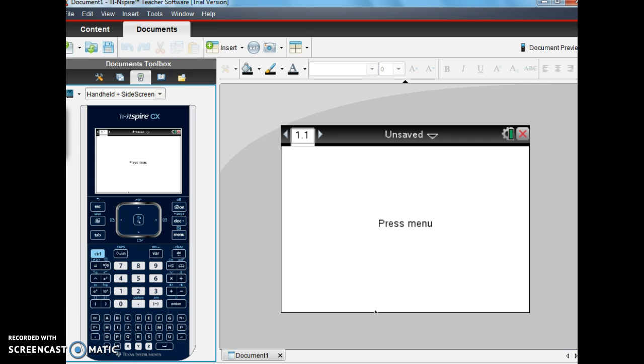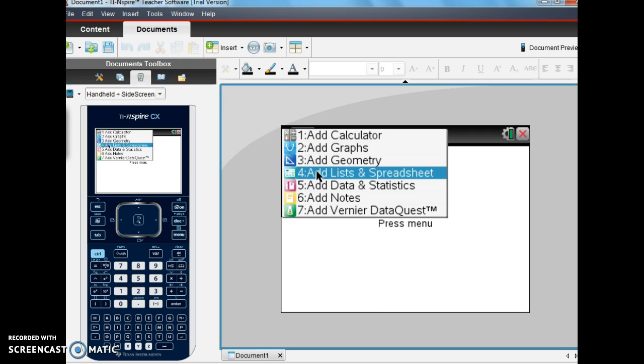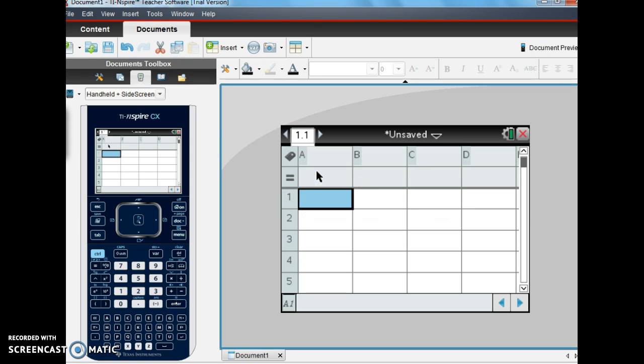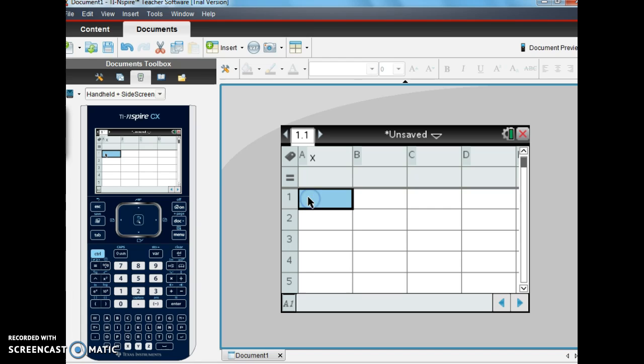So from our calculators, and you guys will get calculator notes for this, we're going to go to Add List and Spreadsheets. I'm going to say that this is X. We're just going real basic here. Let's say that we're looking at the amount of time you study and your test score. Is there an actual correlation? So I'm just going to throw in 5 data points, that way you guys don't have to scroll down.